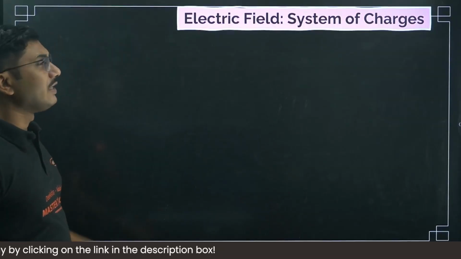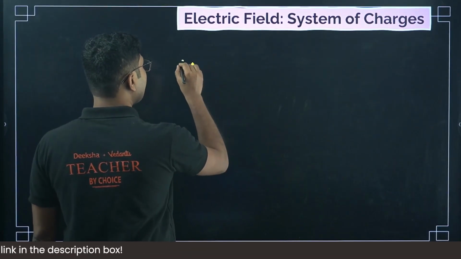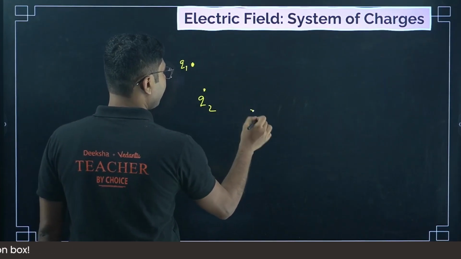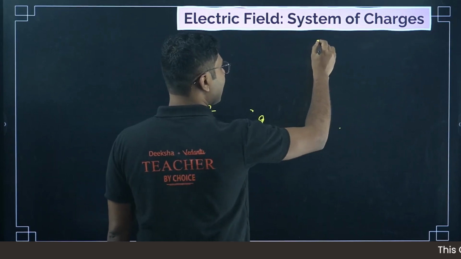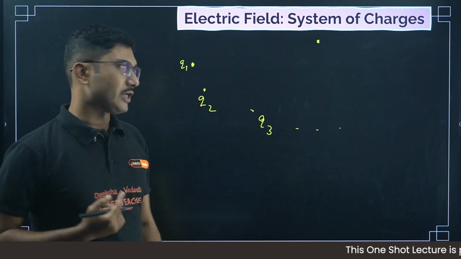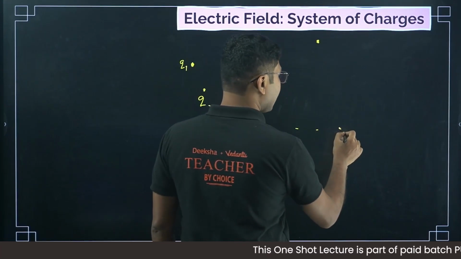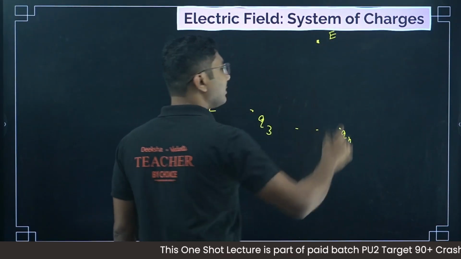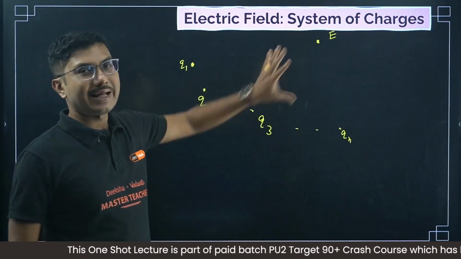Next is the electric field due to a system of charges. A system of charges means, suppose we have multiple charges Q1, Q2, Q3 and so on, and we are trying to find the electric field at some point. So far, whatever we have discussed is due to one single point charge. Now you have n charges present, and you want to find the total electric field at this point. How can you calculate it?